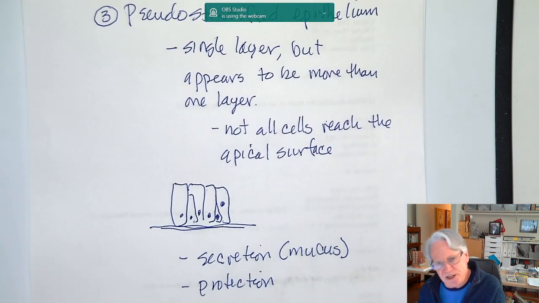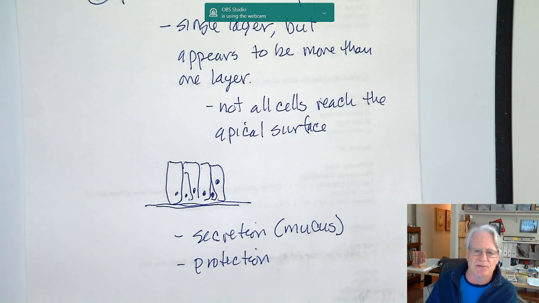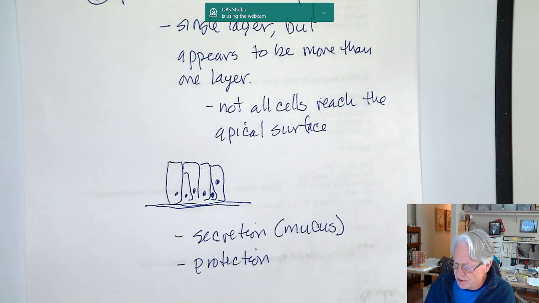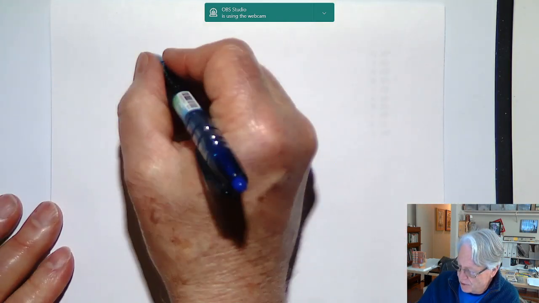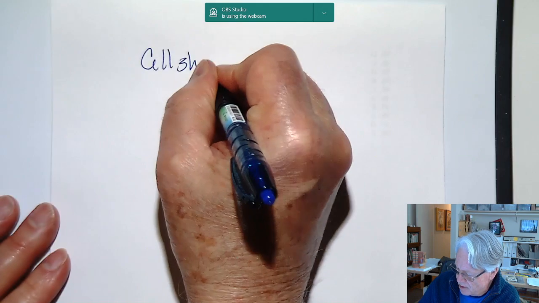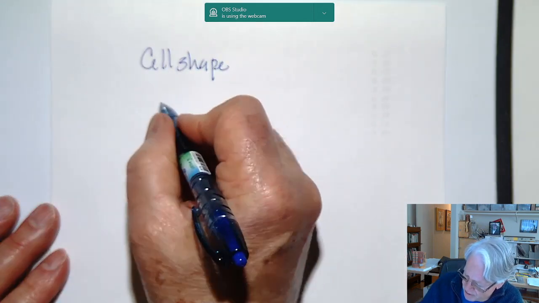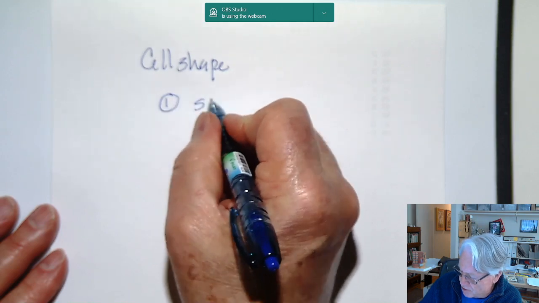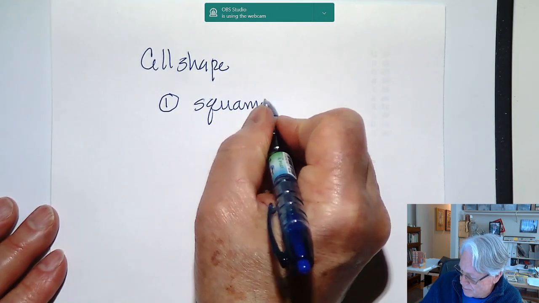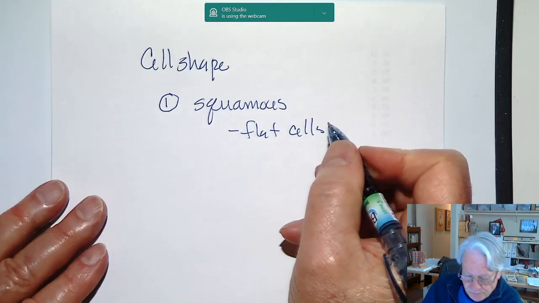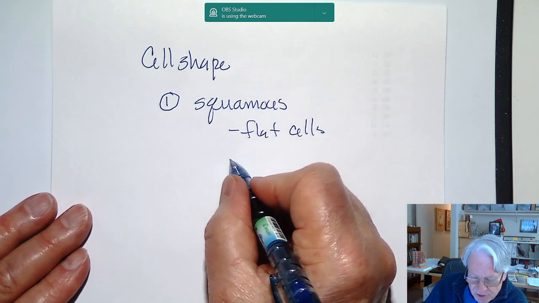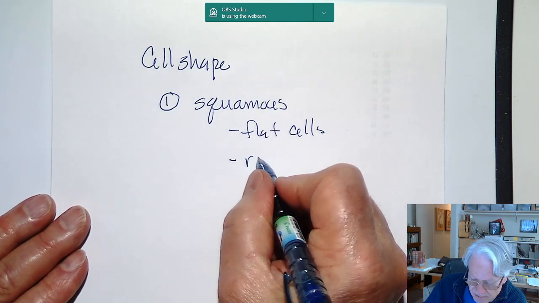Okay. So that's the arrangement part of the classification of epithelial tissue. There is the second part, which is cell shape, which we'll address right now. So cell shape is also going to play a role in naming epithelial tissue. So cell shape. And there are a number of different shapes. So we can talk about squamous. And these are flat cells. And flat cells are good for rapid transmission of material.